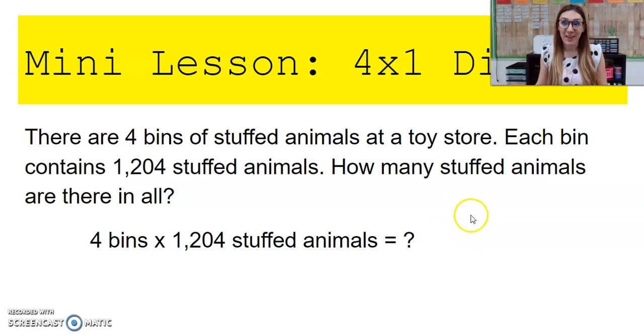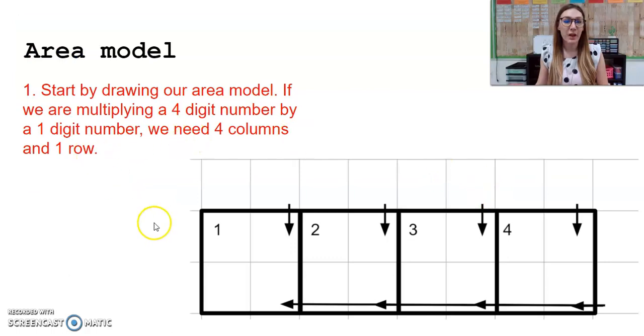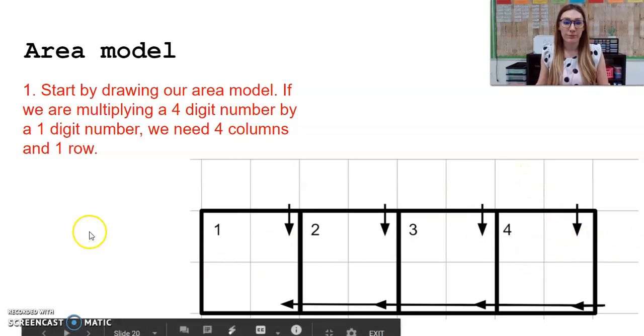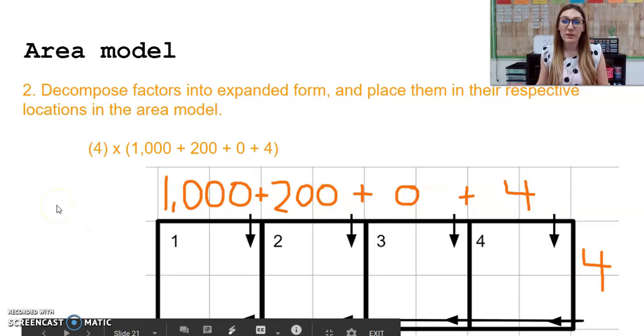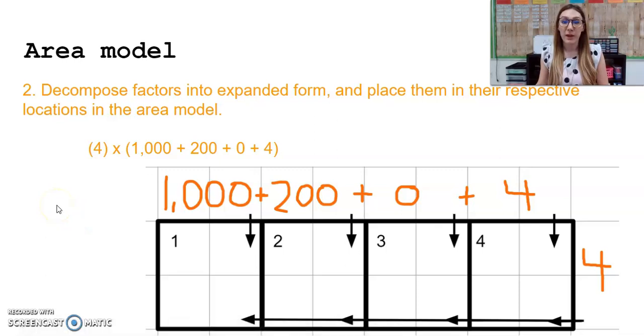Well, that's a lot to count. So I'm going to show you an easier way to multiply this using an area model. We're going to start by drawing our area model. If we're multiplying a 4-digit number by a 1-digit number, we need 4 columns, 1, 2, 3, 4 columns, and 1 row.